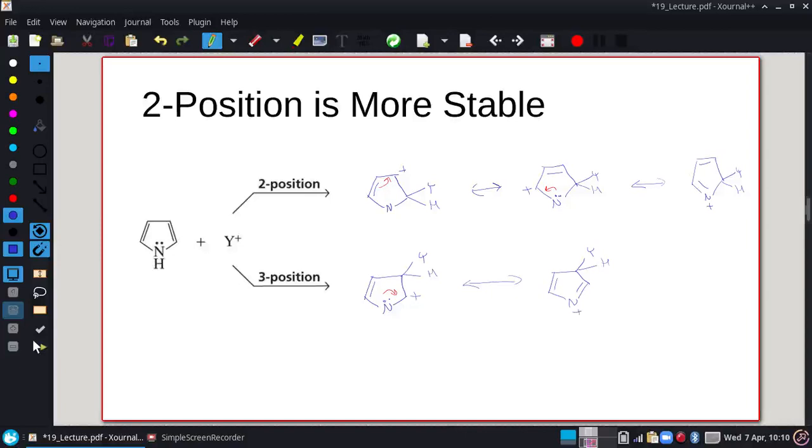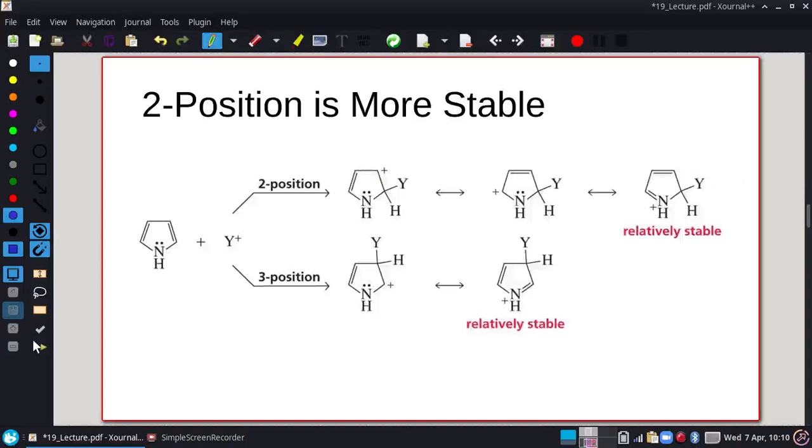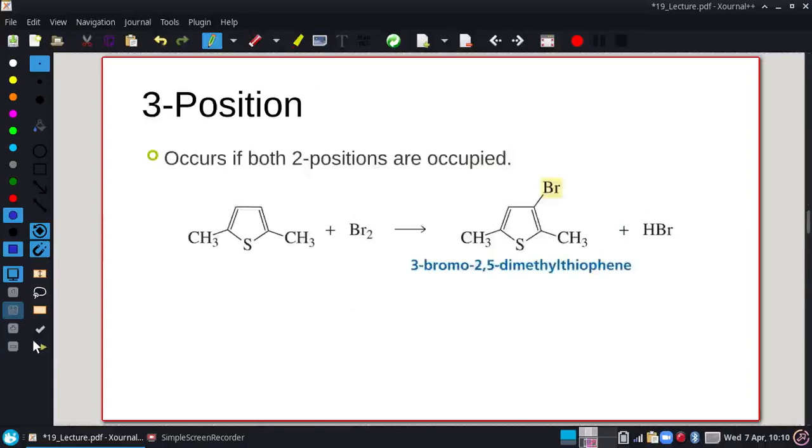Yeah. And so because I get the 3 contributors to the 2 position, we're going to see only that. However, unlike a standard electrophilic aromatic substitution, since this is relatively stable by comparison, I probably will see the 3 position. And matter of fact, I do. If both the 2 positions get filled, then we will be able to add to that 3 position relatively easy.